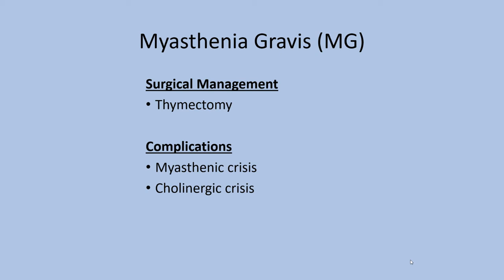The other complication is cholinergic crisis. So that is another one that can also kind of develop into respiratory failure. And this is due to excessive anticholinesterase medication. So usually it's more of a medication-related complication, and it's potentially secondary to the patient taking too much of their prescribed myasthenia gravis medication.